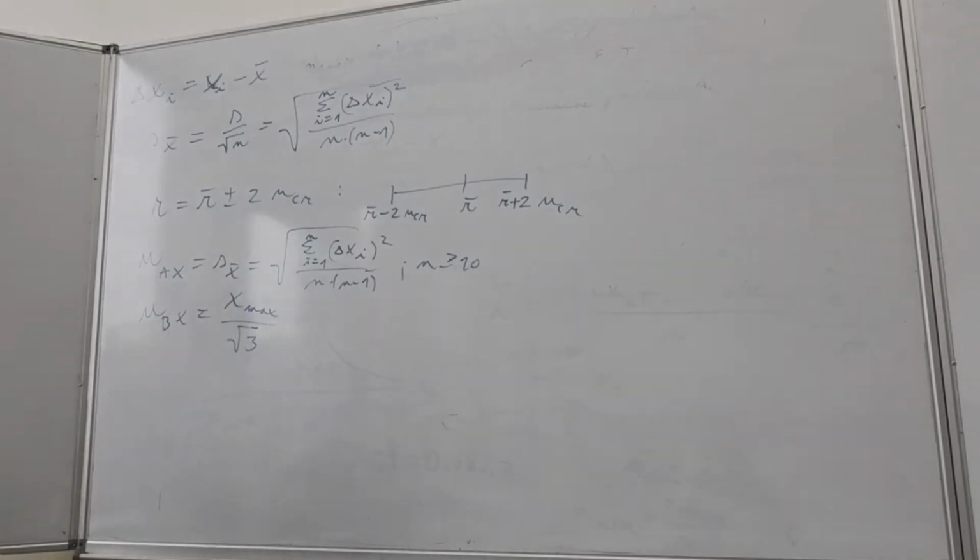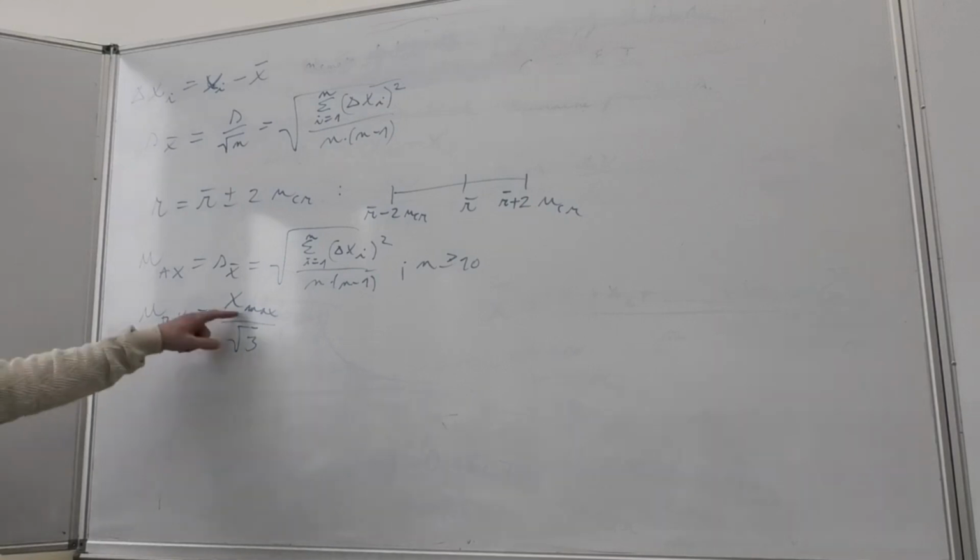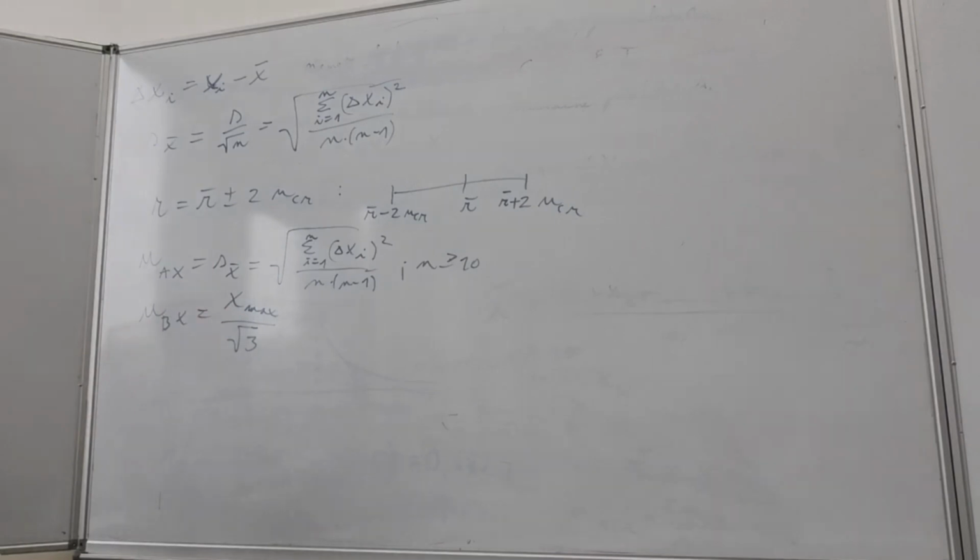X max is the maximum permissible measurement deviation that is unlikely to be exceeded. The word unlikely means, for example, with a probability of less than 5%. X max is often determined as the smallest division of the measuring device. For example, for a millimeter ruler, it is 1 millimeter.